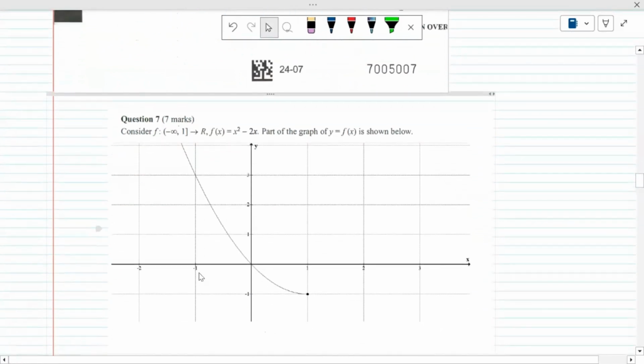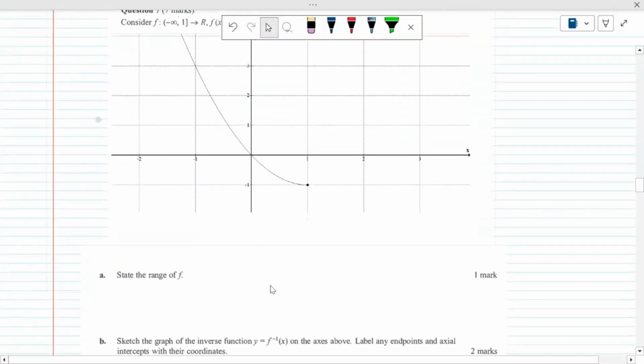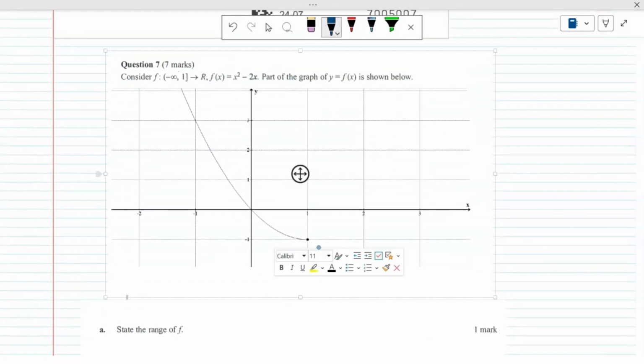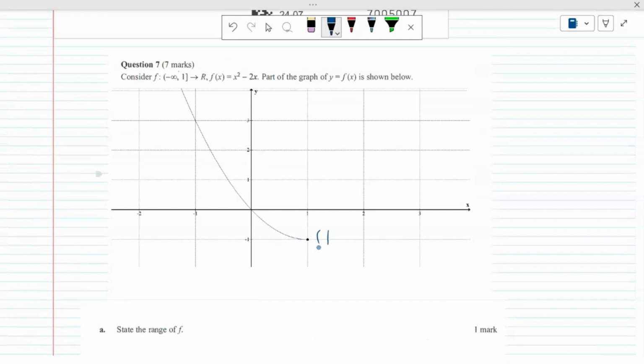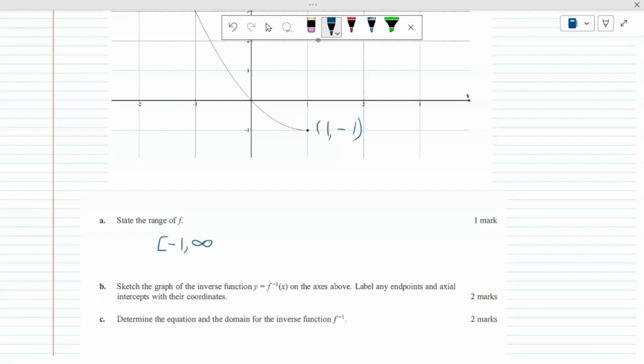In question 7, we have a parabola f which has been restricted, and the question is asking, as part of the graph y, to state the range. So basically here, let's label this point 1, -1. So the range is -1 to positive infinity.